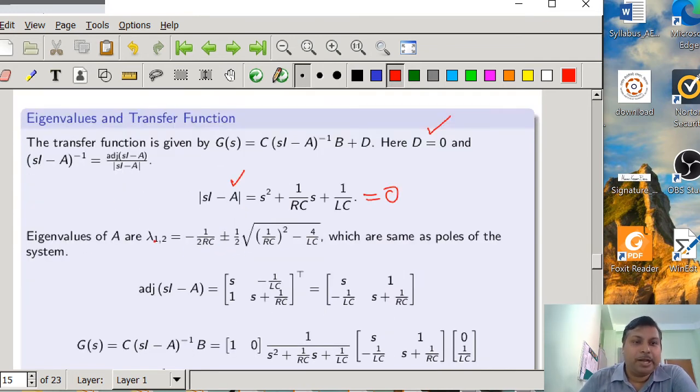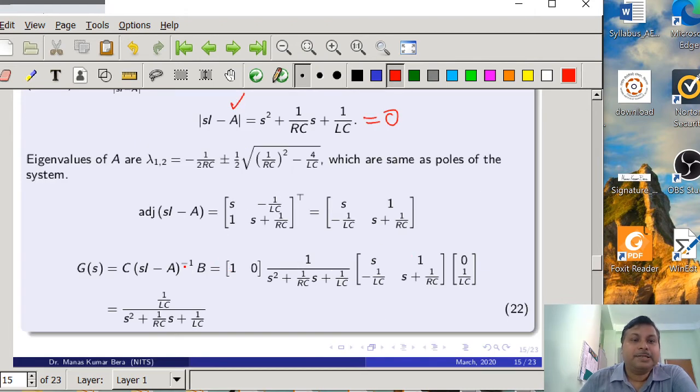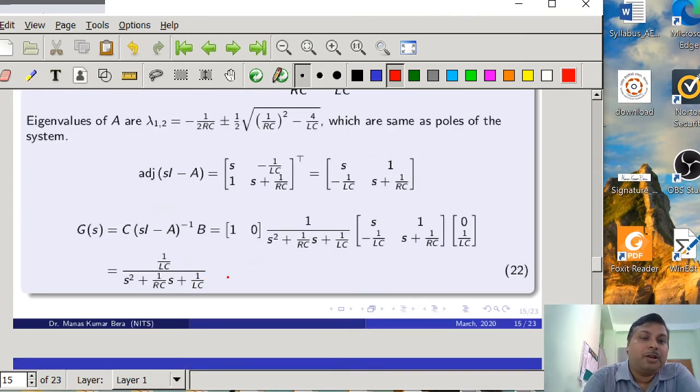And let us calculate the transfer function once again, that is C into (sI minus A) inverse into B. So adjoint of (sI minus A) has been calculated, then it is substituted in the expression of C into (sI minus A) inverse into B, and we are finding that we get the same transfer function for which we have created the state space representation. So in this way, this fact is proved.